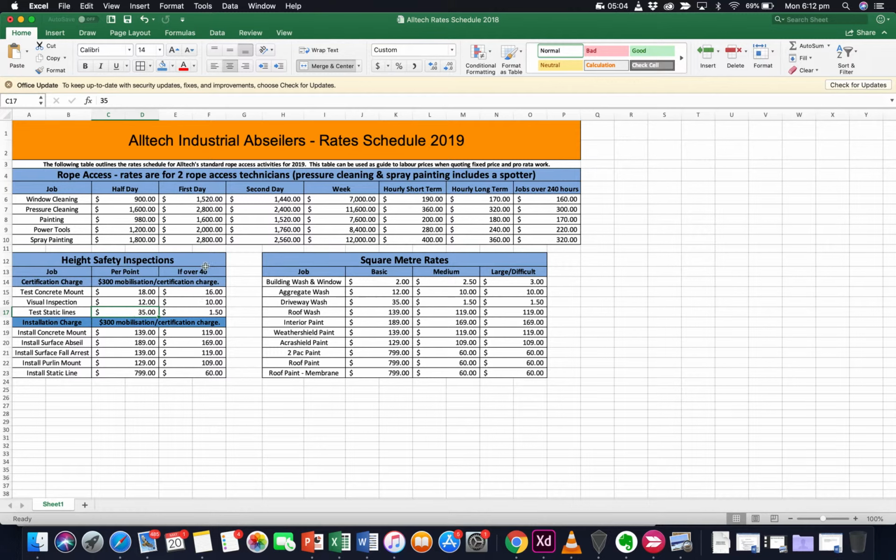And then if over 40 column, just ignore that for the static line. What that actually means is it's $1.50 per meter on top of the setup cost. So we've got a 10 meter static line.